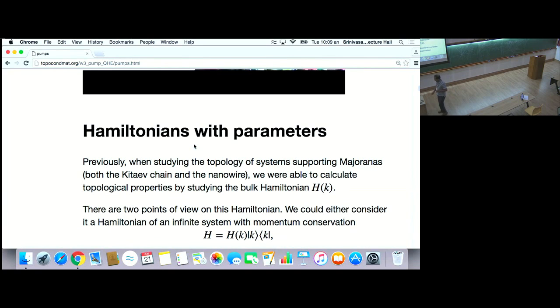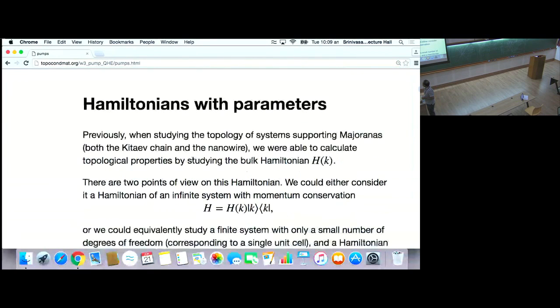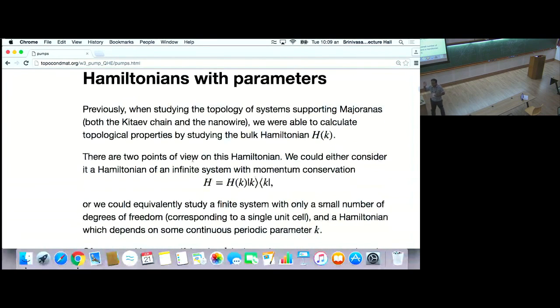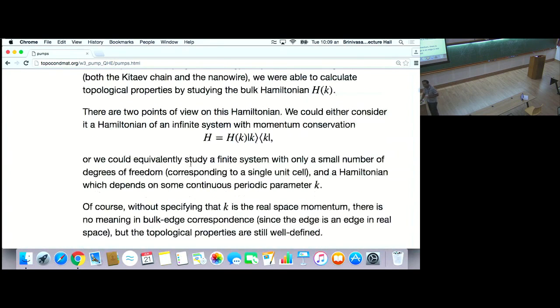So here, what's going to happen is we're going to have a Hamiltonian with a parameter which is periodic. In our case, this parameter is going to turn into something like momentum. For example, when we used Bloch's theorem, our Hamiltonian was a function of a parameter, which was k. And k is periodic in the case of momentum, because you have a Brillouin zone. Right? k lives in a Brillouin zone, it goes from minus pi to pi, and then the Hamiltonian comes back to itself.